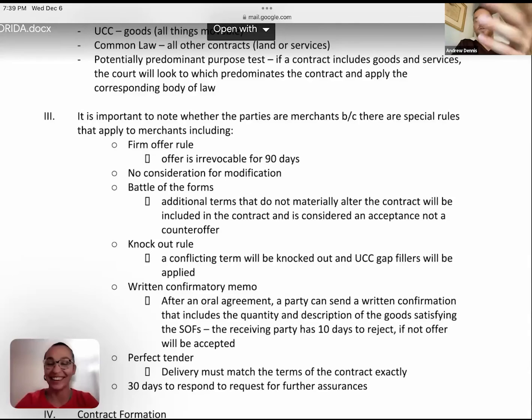Okay, battle of the forms provision. Let's just say they're merchants under the UCC, and there is an offer and an acceptance, but the acceptance includes an additional term. Under the UCC, battle of the forms provision, that additional term will be part of the contract unless the offeror expressly rejects it within a reasonable time, 10 days to be assumed. That's the concept right there, it's not a counteroffer.